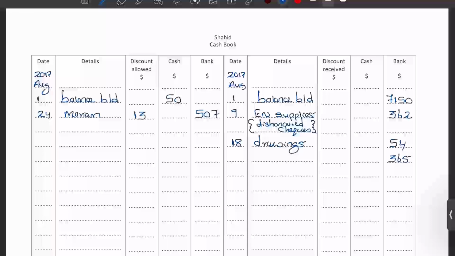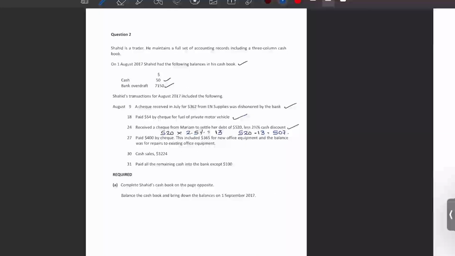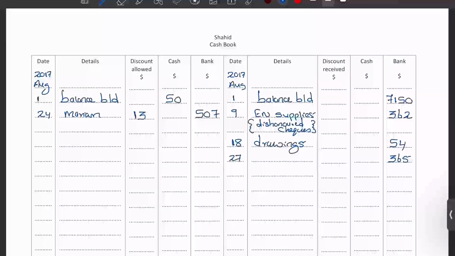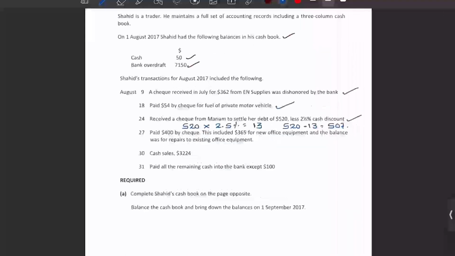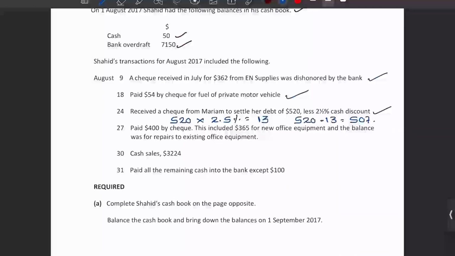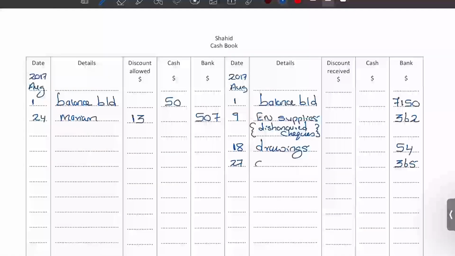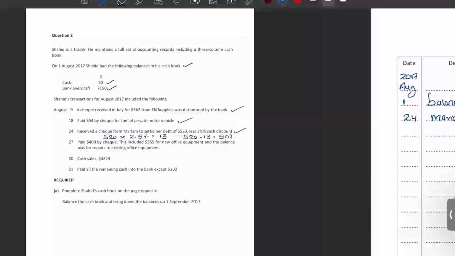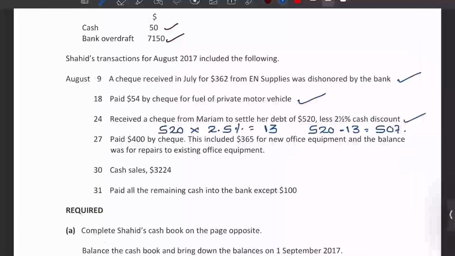Now 365 is for the office equipment, not 27. Read it. You are paying 400 by check. This included 365 for new office equipment. So out of the 400 for the new office equipment, you have paid 365. But then they are telling you, and the balance was for repairs to the existing equipment.